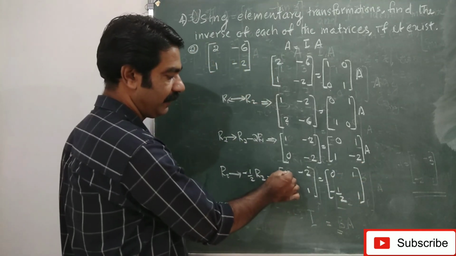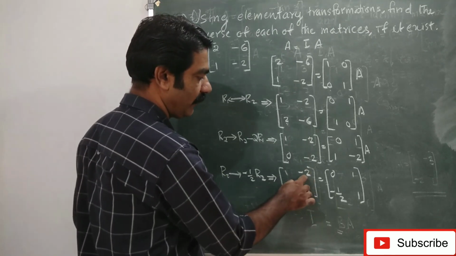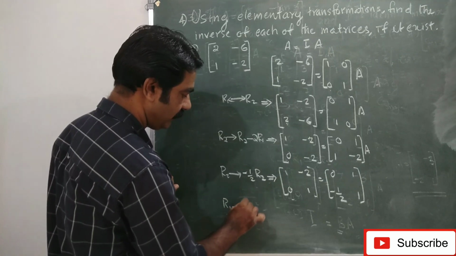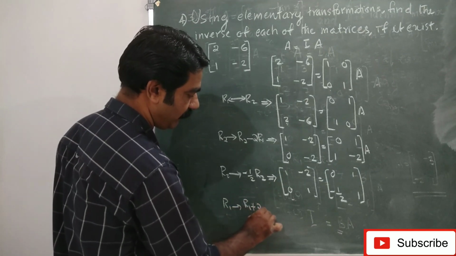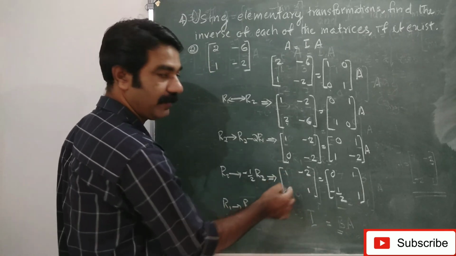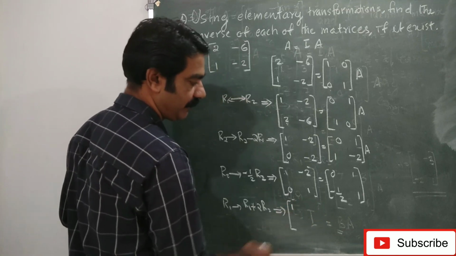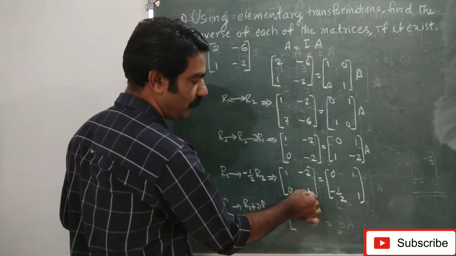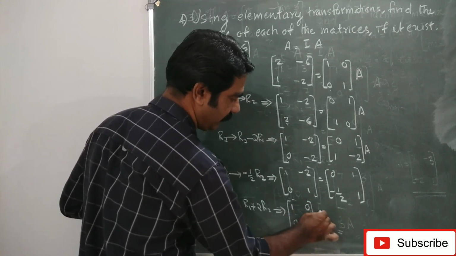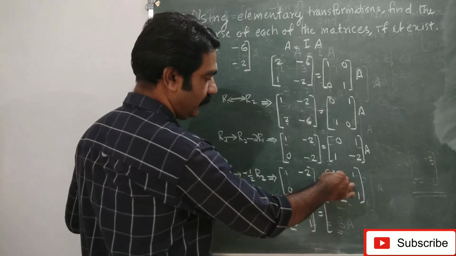Now it is 1 here, 0 here, 1 here. Now this 2 we have to make into 0. For that R1 changes to R1 plus 2R2. That implies here 1, no change. Minus 2 plus 2 into 1 becomes 0. Here 0 and here 1.